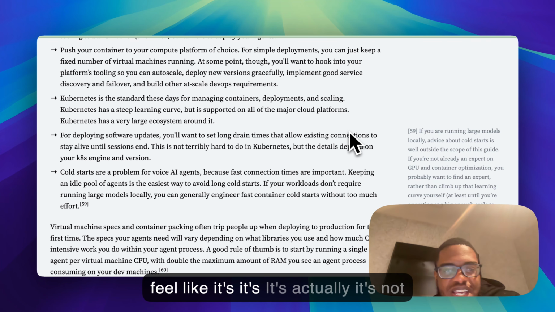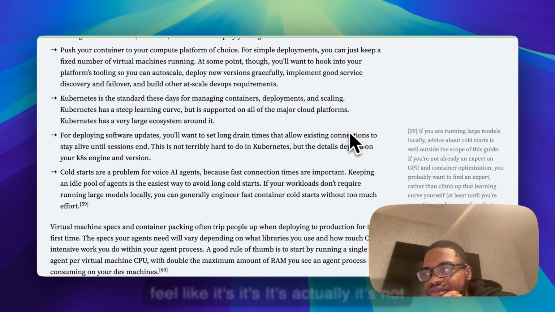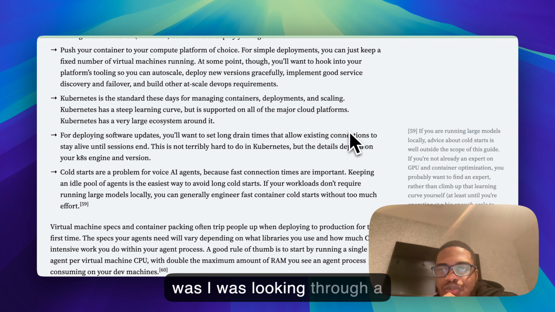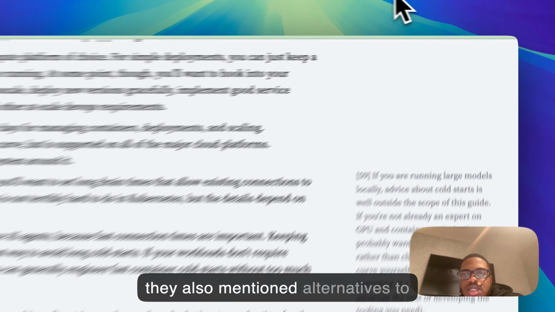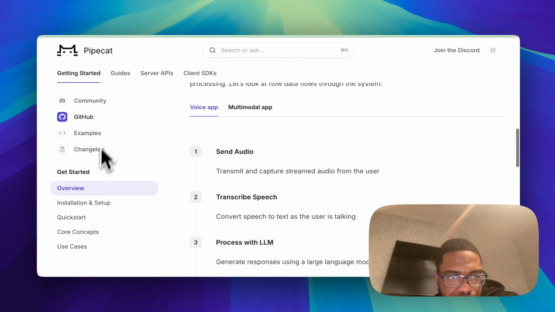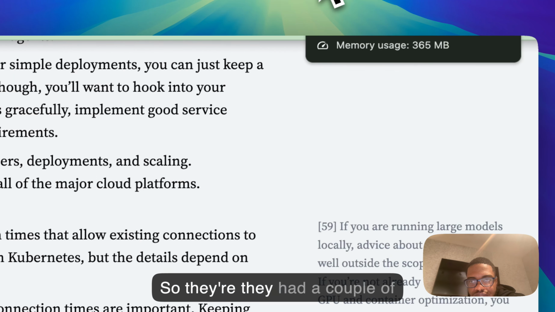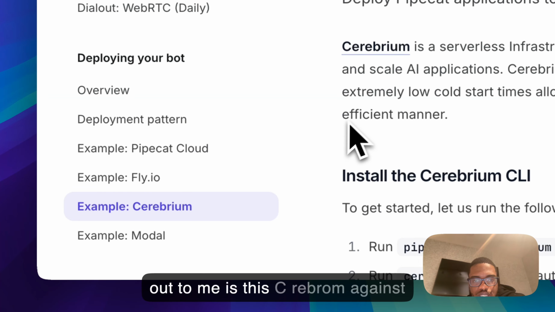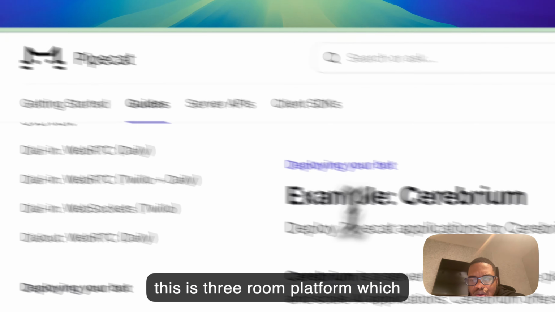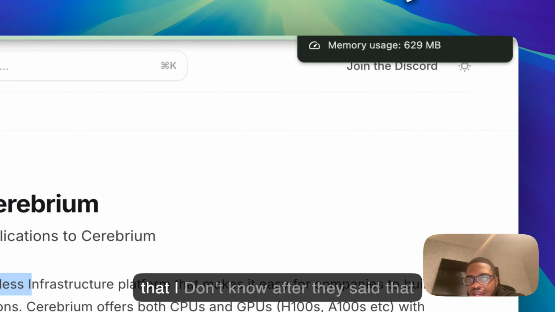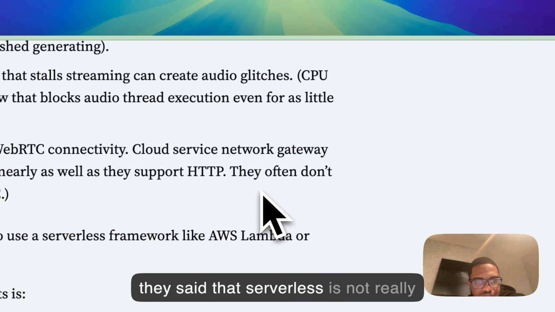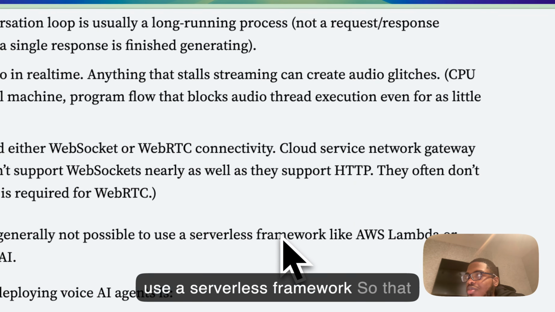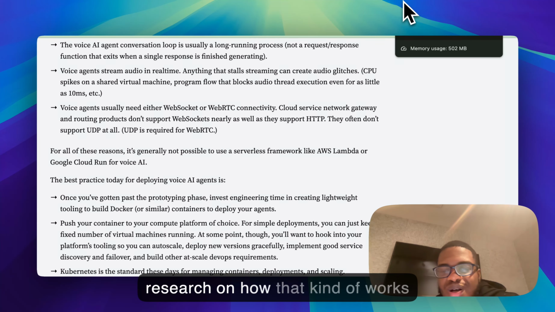Kubernetes is a lot less simple to set up than a serverless component. So I was looking through the Pipecat documentation. They also mentioned alternatives outside of Kubernetes. The one that stood out to me is Cerebrium. I guess this is the Cerebrium platform, which they mention is serverless too, which is weird because they said that ideally you're not supposed to use a serverless framework. So that is weird. I have to do more research on how that works.